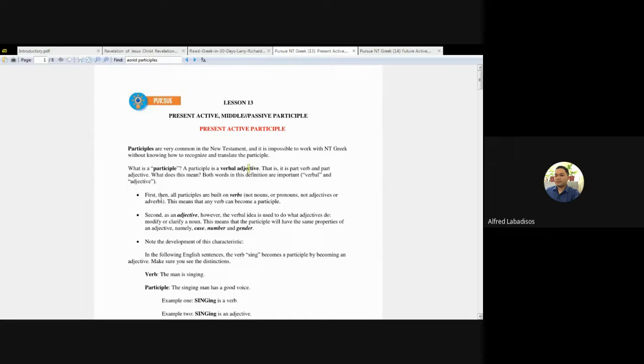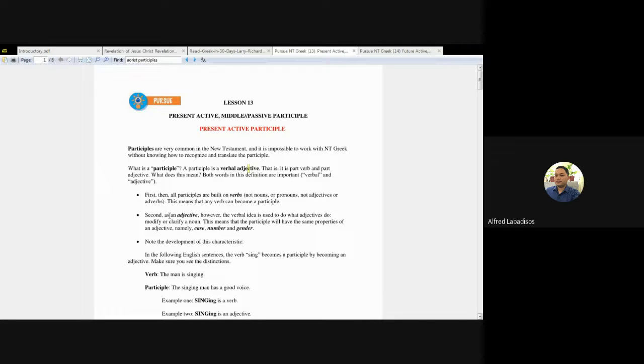First, all participles are built on verbs. You have to remember this: participles are built on verbs, not nouns, not pronouns, not adjectives, nor adverbs. This means that any verb can become a participle. So you have to take note of that. Participles are built on the form of verbs.